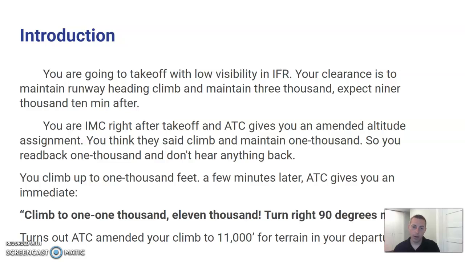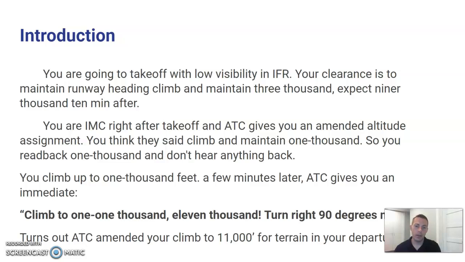Now you probably should call and clarify, and you didn't get a read back, and so you don't know if you have the correct altitude assignment, and you don't know if they heard you read back that assignment. Maybe the controller's busy. You climb to 1,000 feet and level off. A few minutes later, ATC gives you immediate climb to 1,000, 11,000, turn right 90 degrees now. Turns out ATC amended your climb to 1,000, not 1,000, for terrain in your departure path.